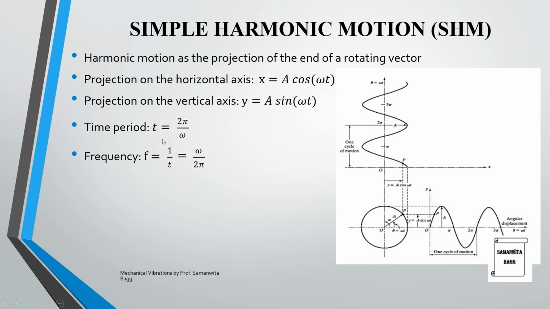Time period T is given as 2 pi by omega. And frequency is always 1 upon time. It is omega upon 2 pi. Unit of frequency is hertz and of time is seconds.